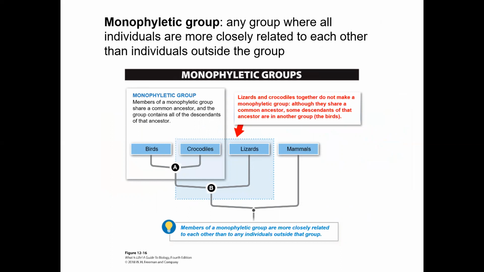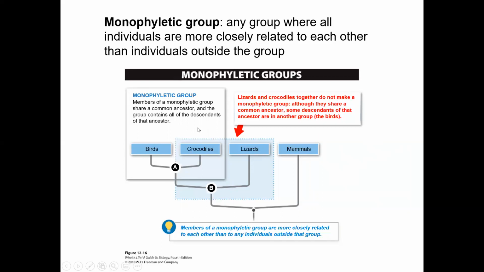What that basically means is that from a node, or if we circle a group of organisms, all of those organisms have to share a node, and that node has to contain all the common ancestors. So for example, we have our birds and our crocodiles that I'm circling for this group in question. The birds and the crocodiles both share a common node, that's A, and that node, A, contains all of the descendants from that node. So birds and crocodiles are both contained by the node, so it's a monophyletic group.